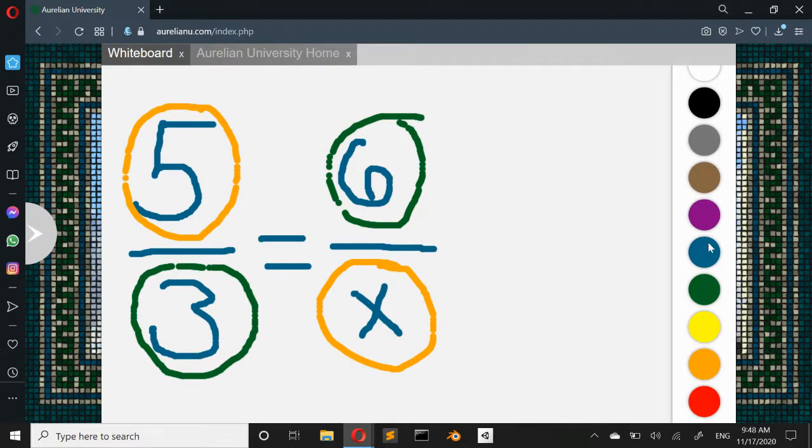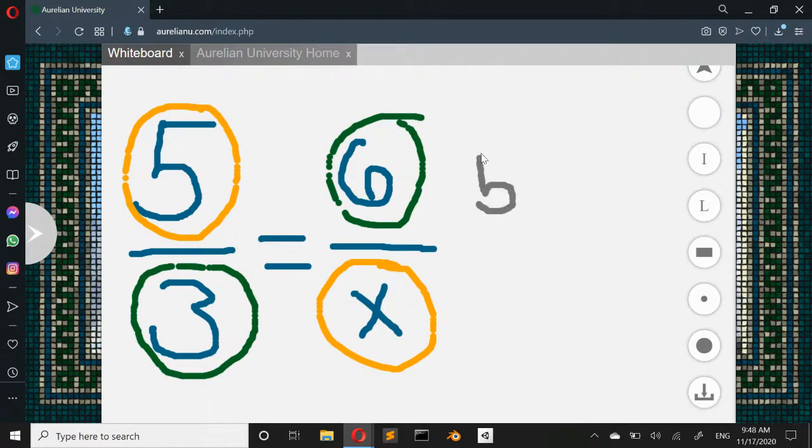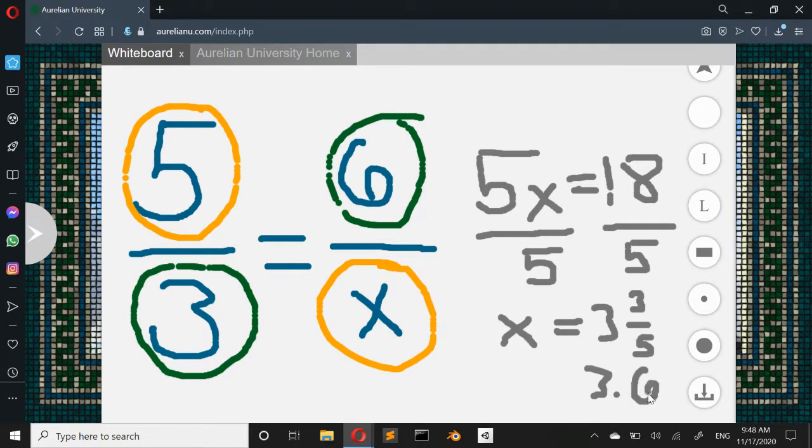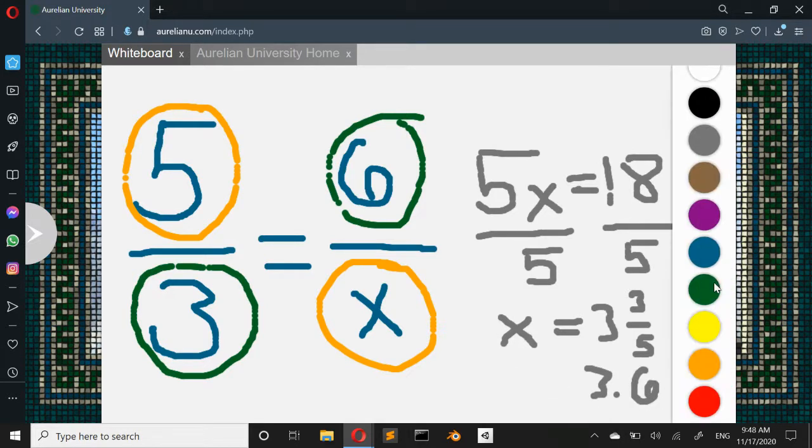So what that means is this is same as 5x equals 3 times 6 is 18. And this can be solved with normal algebra, the normal algebra you're used to. So divide both sides by 5. And then we get x is equal to 3 3/5, which is the same as 3.6. So that gives us our answer.